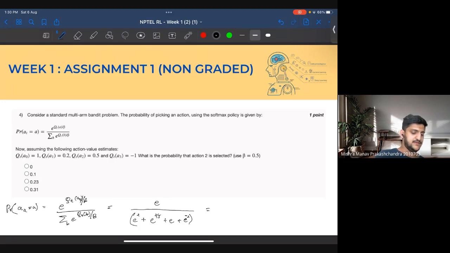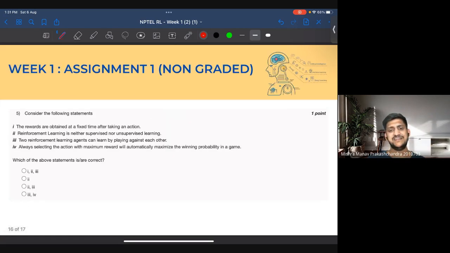Divide by e squared plus e to the power 2 by 5 plus e plus e to the power minus 2, and I divide it, you get, okay, so you get answer as 0.235 something like that. So this is the closest answer that you have. So the answer here is 0.23. You can verify how we got here. It's a simple exercise. You won't find it difficult here. Okay, so this is question 4.